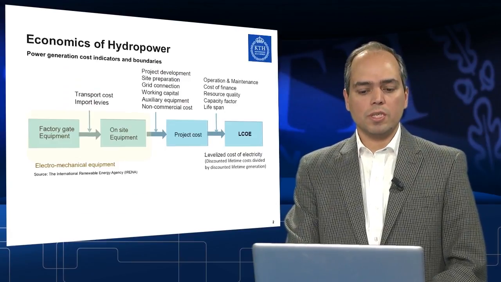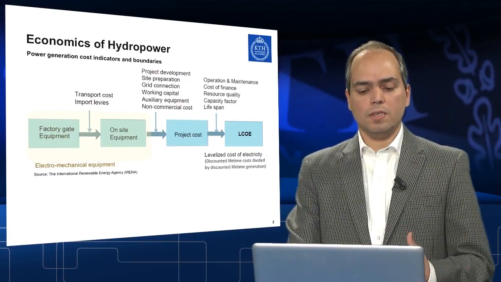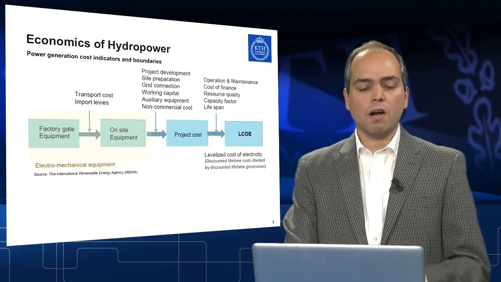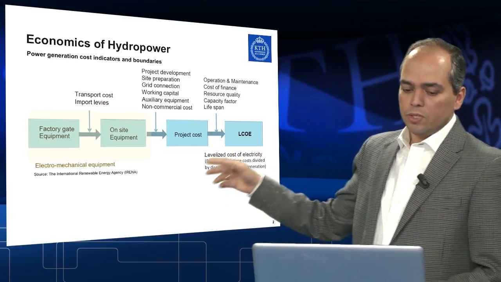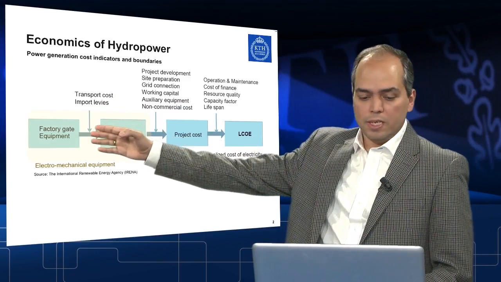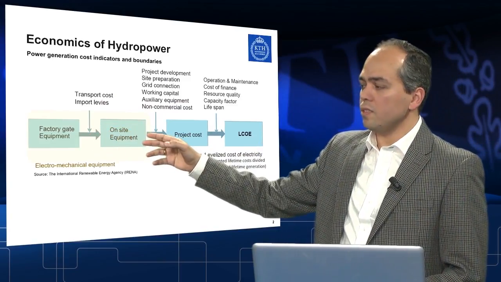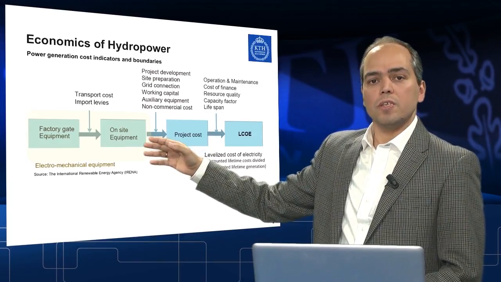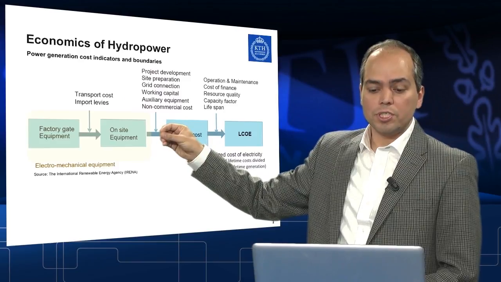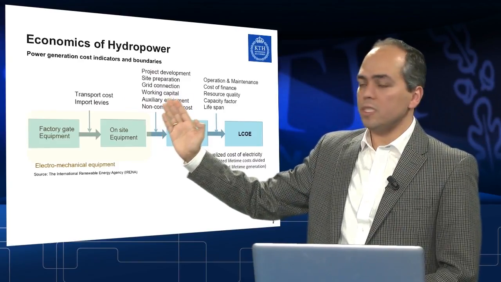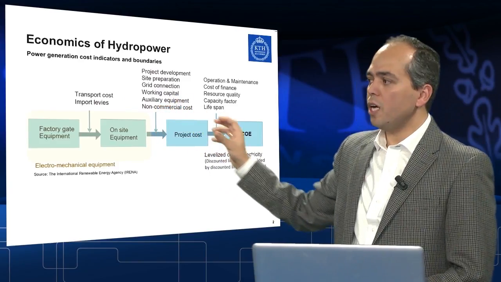We want to take a look at the economics of hydropower, and this is a good start to have a look at the cost of the power generation. If you look at this diagram here, this is the factory gate equipment at the very start and the on-site equipment. So this is the equipment part of the power generation costs. And then after the equipment cost comes the project cost.